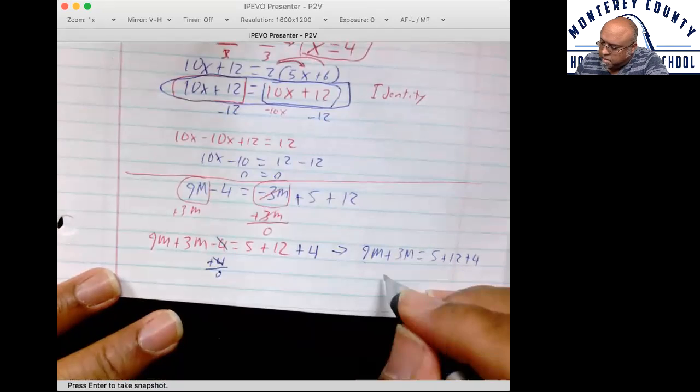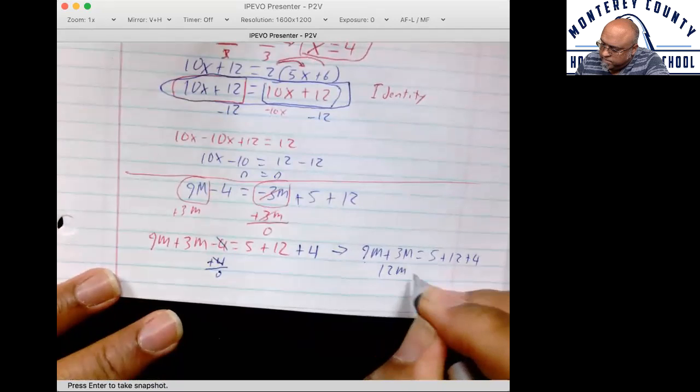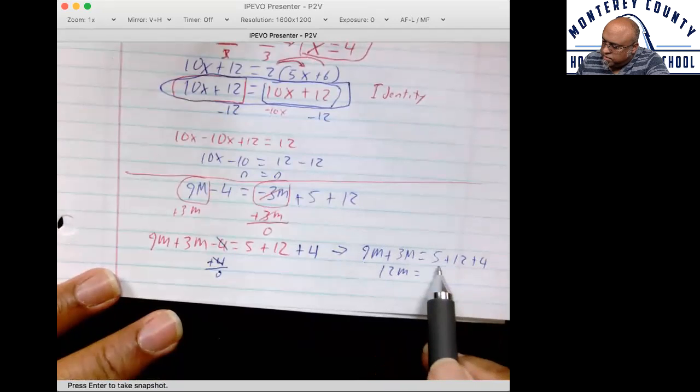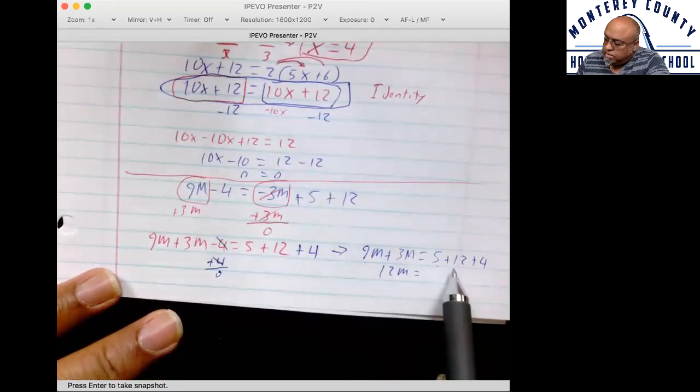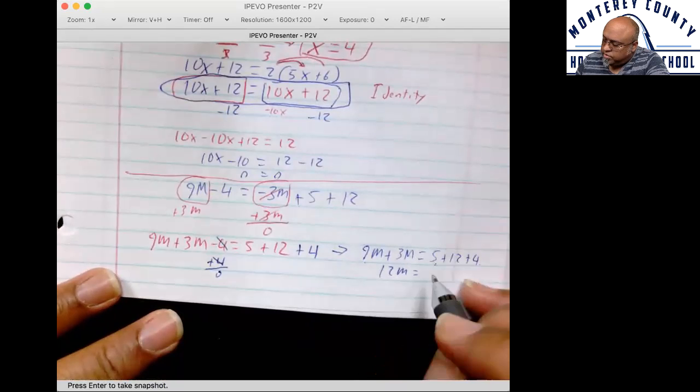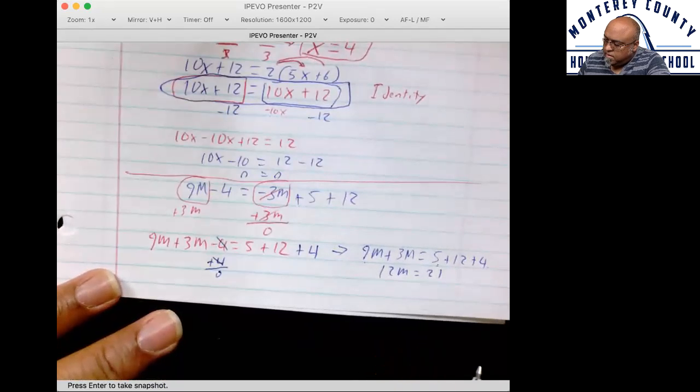That is 12m. Okay, 5 plus 12 plus 4. Isai, what do you think? All right, yeah, I agree with you. 5 and 4 is 9. 9 plus 12 is 21. Okay. So now I have 12m is equal to 21.